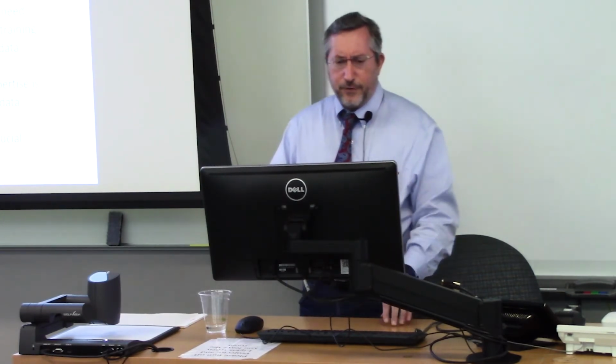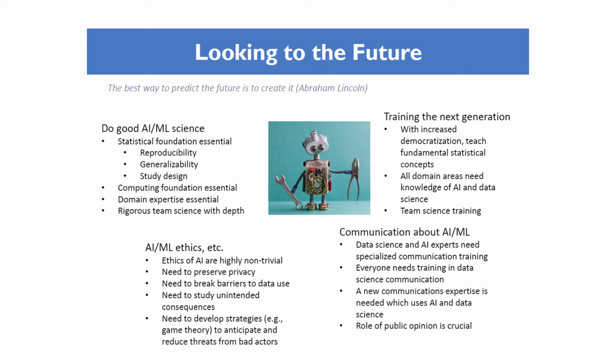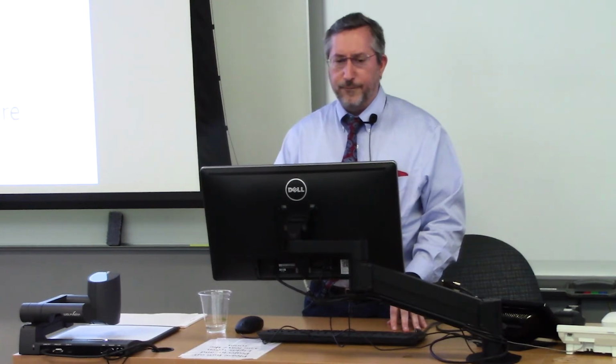And also, there are other aspects of ethics. Ethics of AI is highly non-trivial. We need to preserve privacy on the one hand, but we need to break down barriers for data access on the other, and those are actually in direct conflict, or at least it seems so right now. There are some interesting developments which seem to make that possibility not as controversial. We need to study unintended consequences of what we do, and we need to develop strategies to anticipate and reduce threats from bad actors. We need to pay a lot more attention to that, I think.